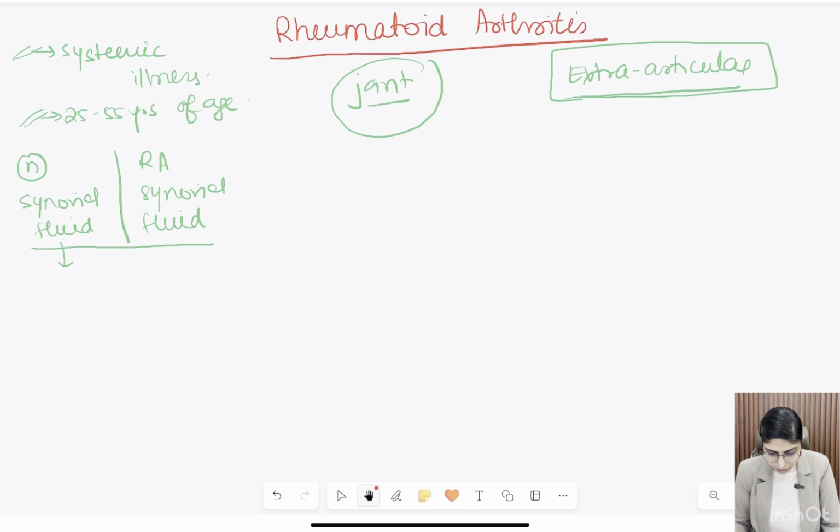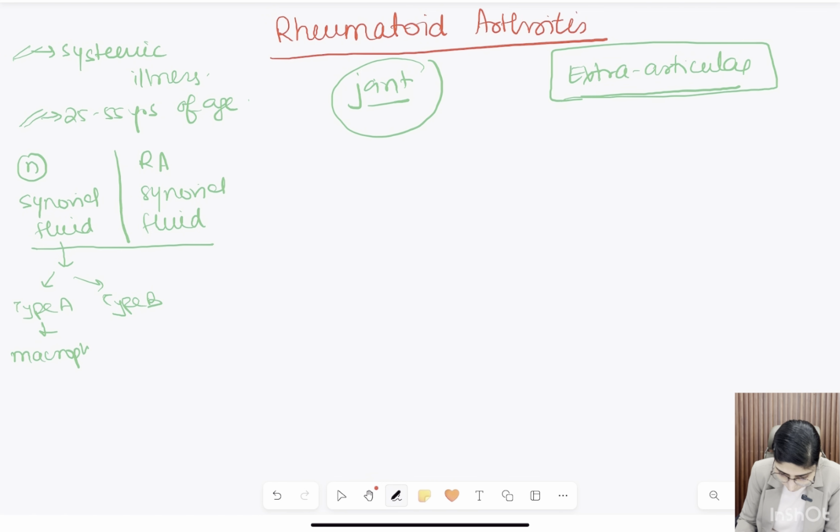So what happens in a normal synovial fluid? In a normal synovial fluid, there are two types of synoviocytes, type A and type B. The type A synoviocytes, the synovial cells, as the name suggests, are derived from macrophages, and the type B synoviocytes are derived from fibroblasts. Okay, so macrophage derived and fibroblast derived.